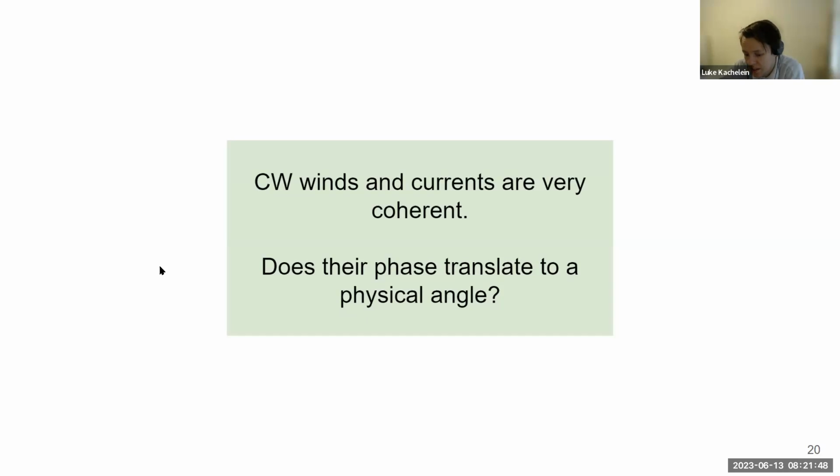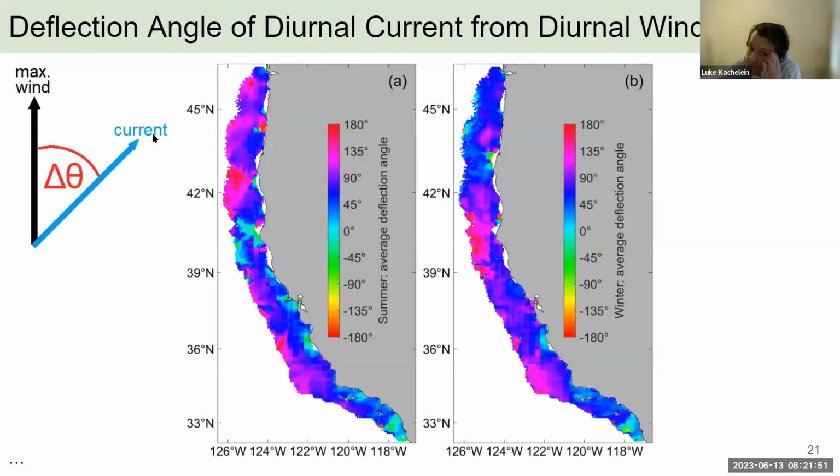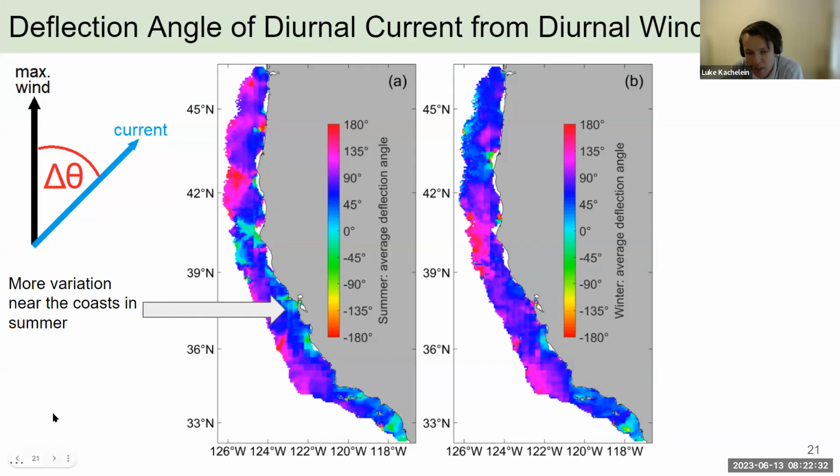Now, does their phase translate to some sort of physical angle? Yes, it does. This is an overview of the deflection angle of diurnal current from diurnal wind. This is the way I define it here, and I'm sure some people here have a different idea of how better to define it, because you've probably written papers on this since I was a young child. We have the maximum wind blowing in one direction, and then we look at what direction the current is pointing relative to the maximum wind, at the time when the wind is at its maximum. Then we calculate the angle between the two. We choose maximum wind because that's when we expect the wind to be most influential on the current. So we see more variation near the coasts in the summer.